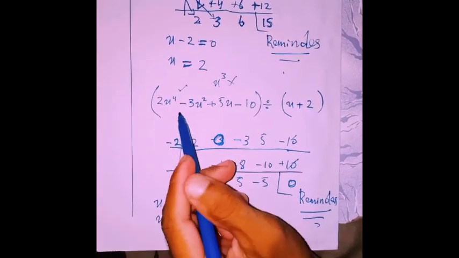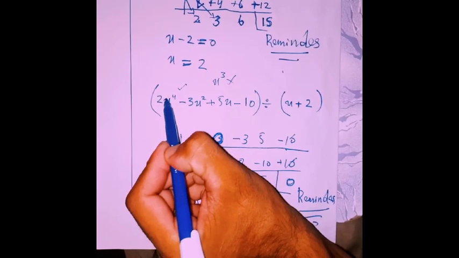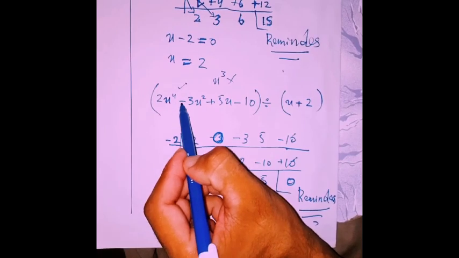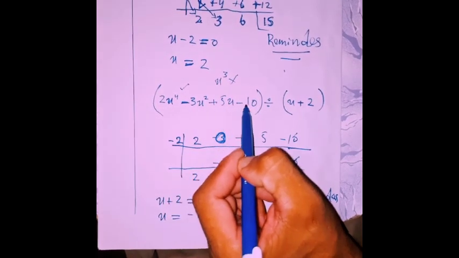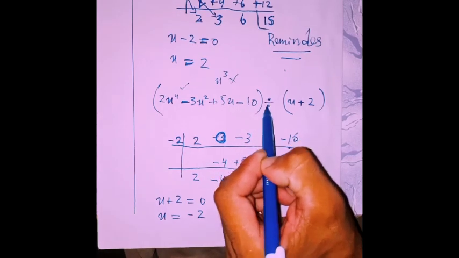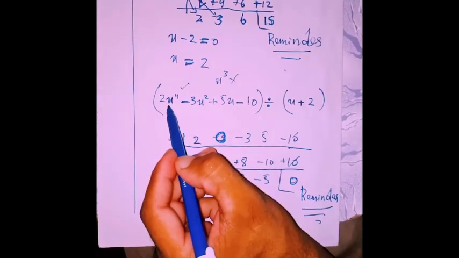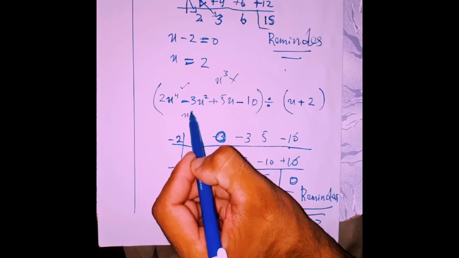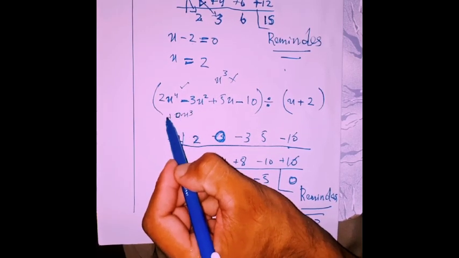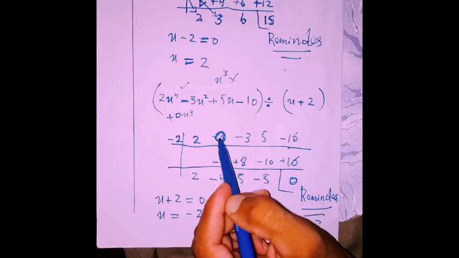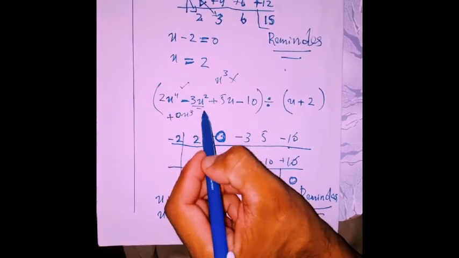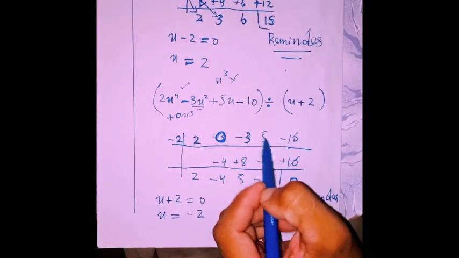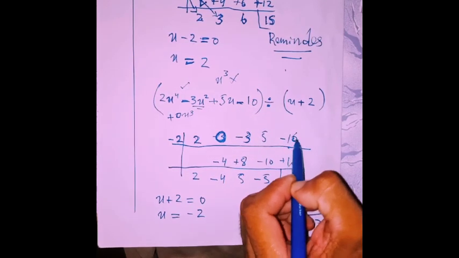Now we have another example of the synthetic method. Here we can use the synthetic method to divide 2x4 minus 3x square plus 5x minus 10 by x plus 2. So if we take the coefficient of x4, which is 2, the coefficient of x cube is 0. The coefficient of x square is minus 3. The coefficient of x is 5, and we can write the constant, which is minus 10.